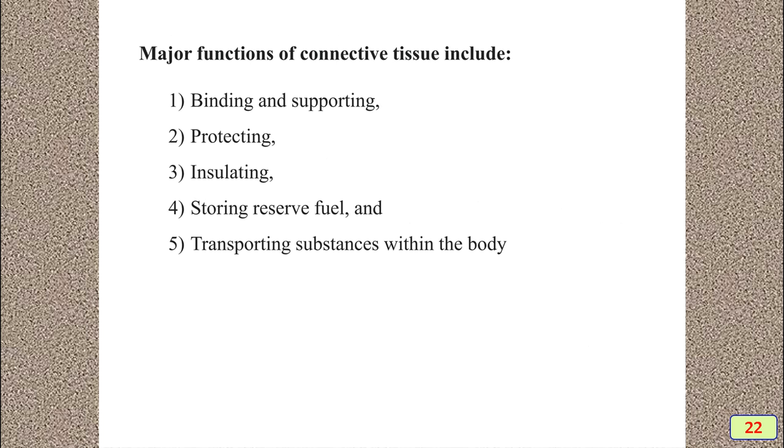For example, the major functions of the connective tissues include binding and supporting. The bone is a hard tissue, while a muscle is a soft type of tissue, so both need to be bound for movement and many more structures. Then protection from damage, insulation, storing reserve fuel or fat, and transporting substances within the body. So these are all the major functions of the connective tissues, which always have the function of connection between different types of tissues in the body.